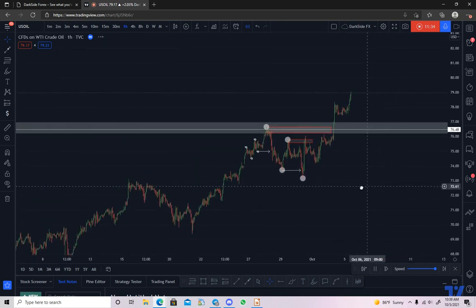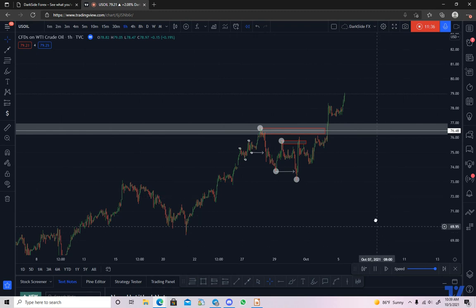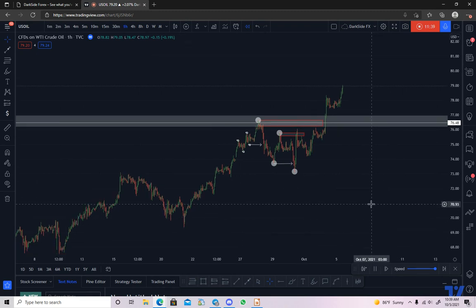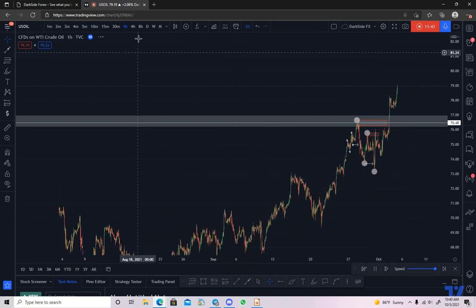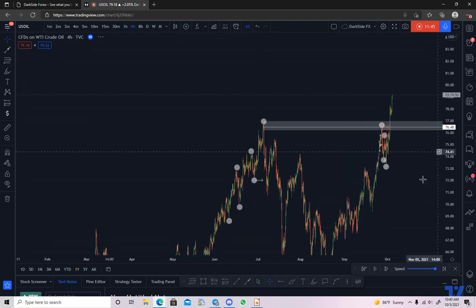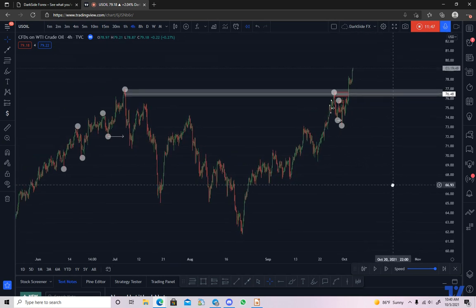So let's let this play out. And that's exactly where price is right now, to the day, on October 5th. So imagine this whole scenario. Look, I mean, when you zoom out and look at it, look at all the things that take place, all the traps that were made.